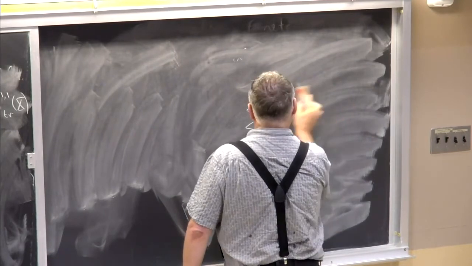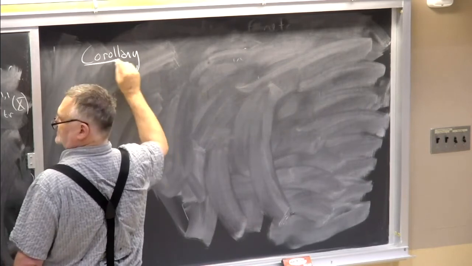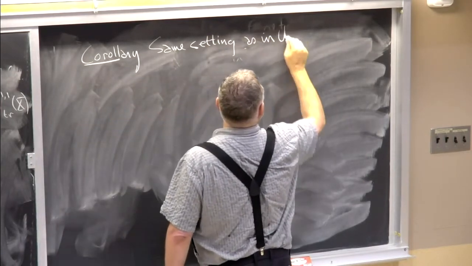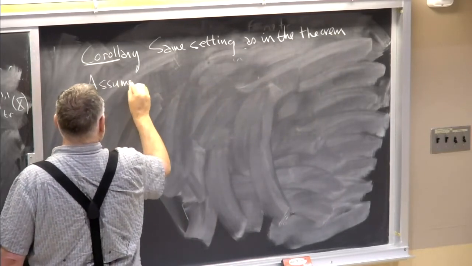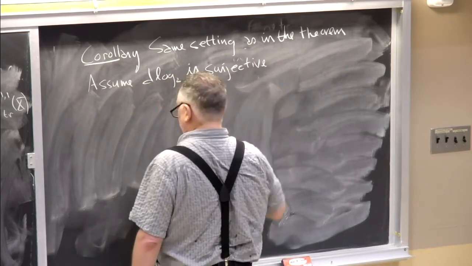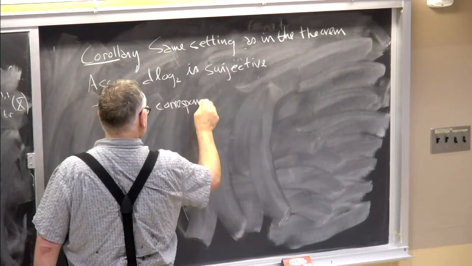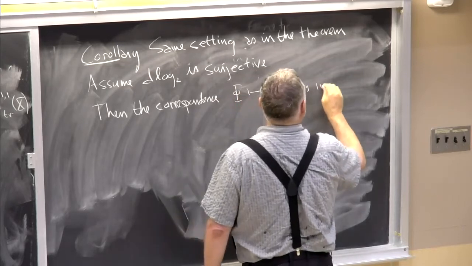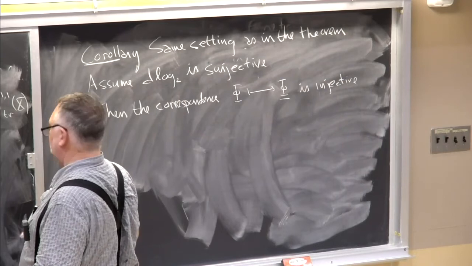So as a corollary, this is the same notation as the theorem. We're going to assume that E log 2 is surjective. Okay. And the correspondence E bar is injective. And the essential idea is essential ingredients.